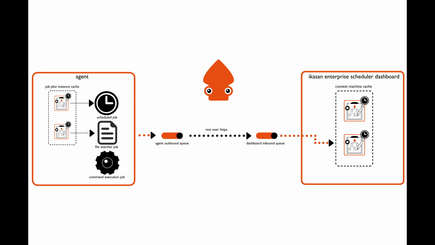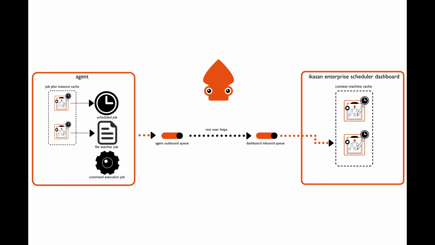Both the file watcher and the scheduled jobs need some context. So they reach into the job plan instance cache and get details of the instance on behalf of which they're firing. When they enrich their scheduled process event, they provide that context instance identifier in the event, and that gets fired to the context machine via this mechanism we're looking at here. So job plan instance identifiers are provided to scheduled and file watcher jobs in order to correlate the event published to the dashboard with the appropriate job plan instance managed by the dashboard.